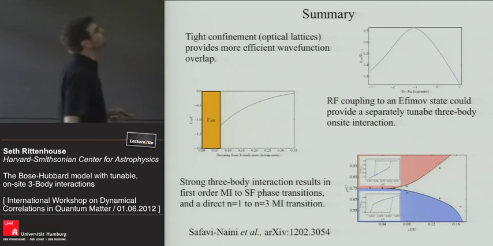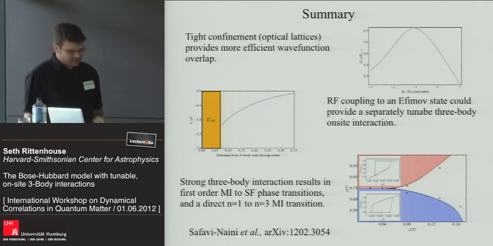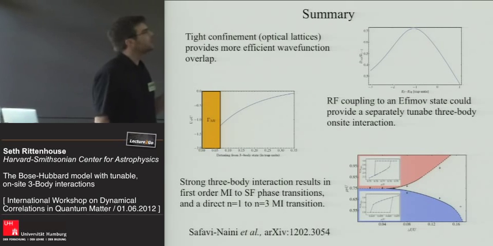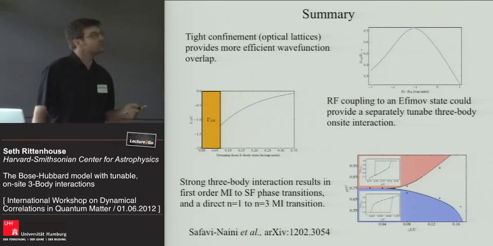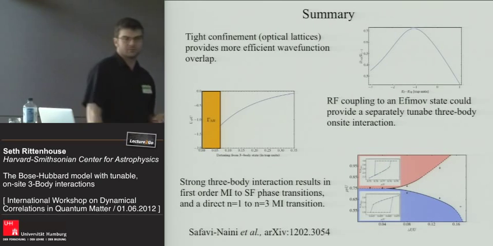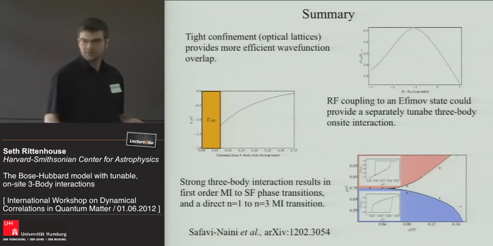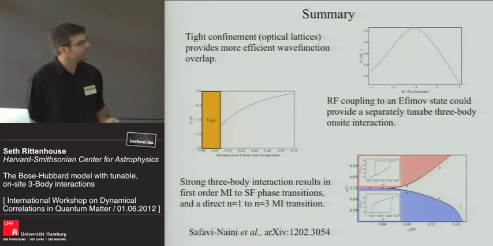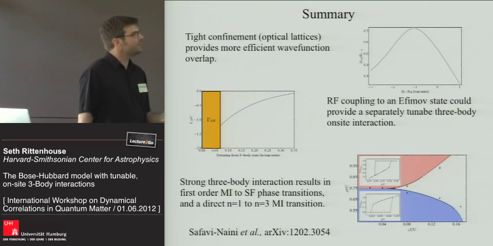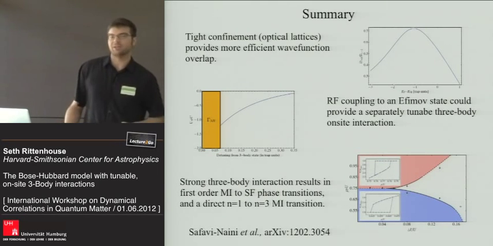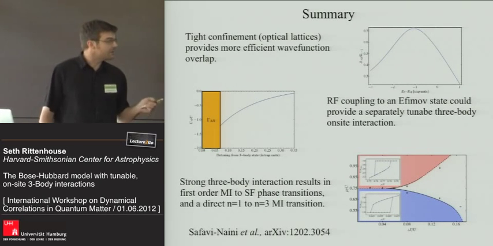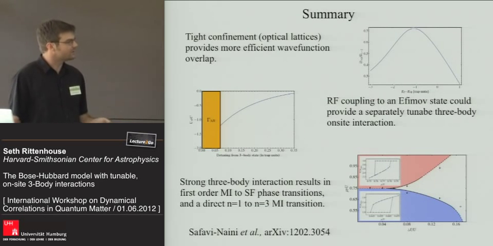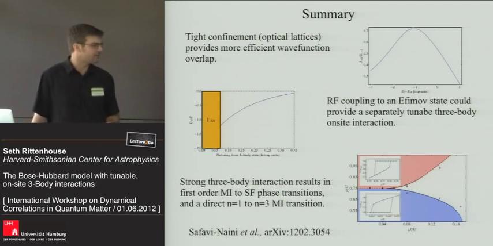All right, so just to summarize, I showed that tight confinement, a nice optical lattice, really could open up a more efficient wave function overlap and ability to probe Efimov physics. Using this kind of large Rabi frequency that could be there, we can try and use an Efimov state to provide a separately tunable three-body interaction. And this three-body interaction has some surprising and interesting consequences in the Bose-Hubbard phase diagram.